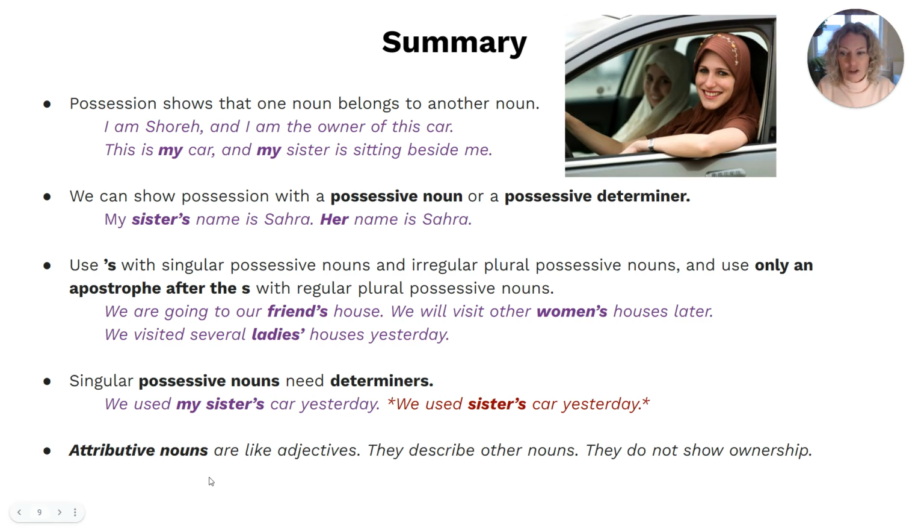And finally, attributive nouns are like adjectives. They describe other nouns. They do not show ownership. So here's an example. We need to drive carefully so we don't get a traffic ticket. So the word traffic is a noun, but it's not showing that traffic is the owner of ticket. It's showing us the type of ticket. And that's why there's no apostrophe there. It's an attributive noun. It's just describing the noun that comes after it.